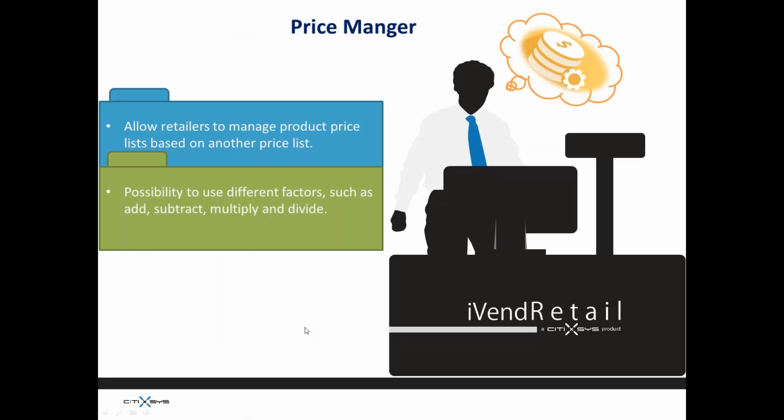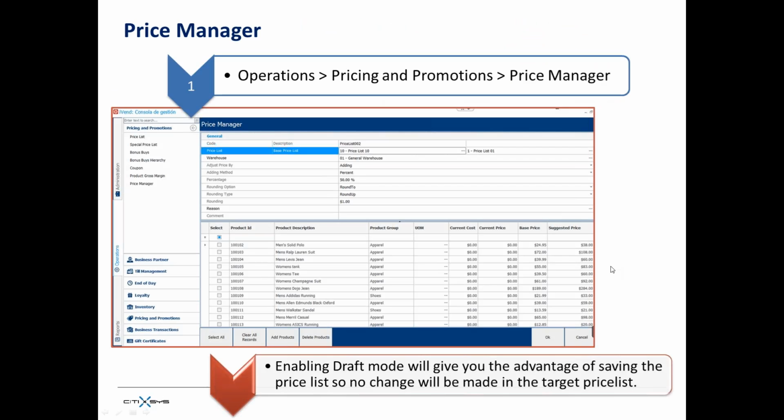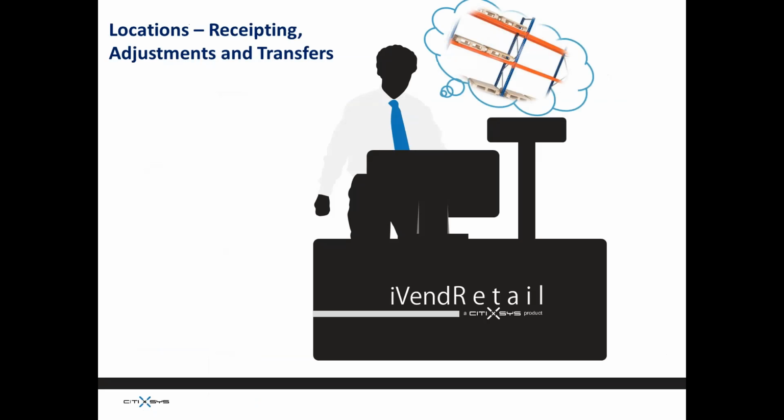Price manager allows retailers to manage product price lists based on other prices, and you've got the ability to use different factors to calculate the suggested prices. The price manager is located in the same area of the management console under operations, pricing and promotions. We also have a draft mode to run in simulation, and I'll go through that and explain it in a little bit more detail.